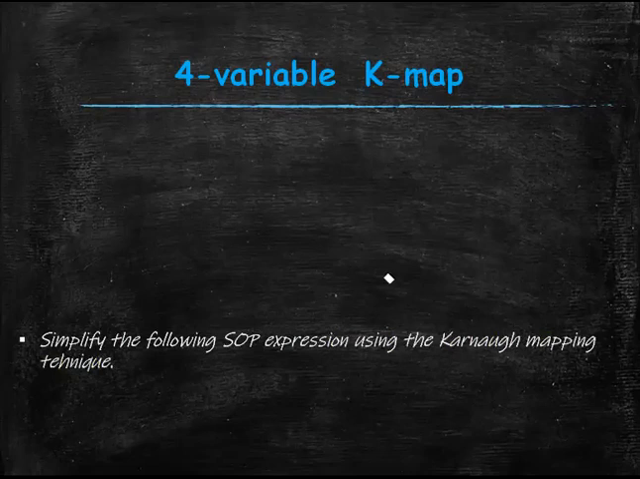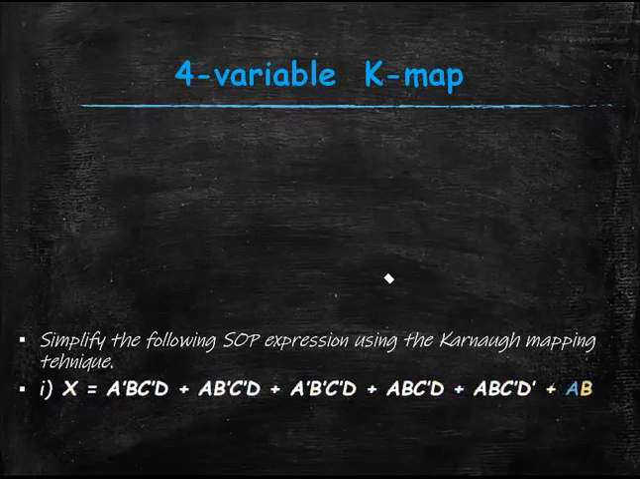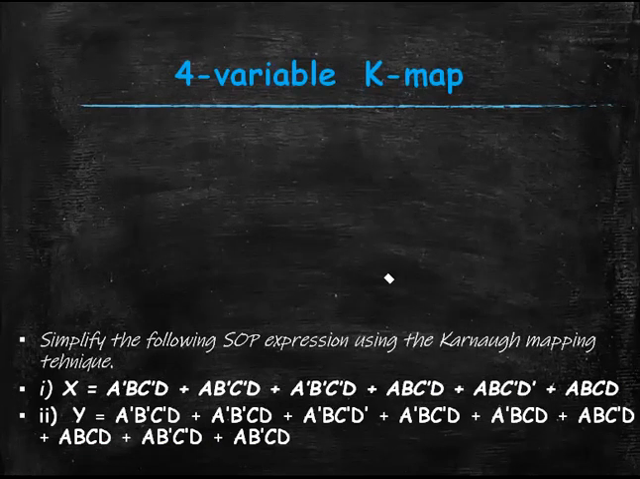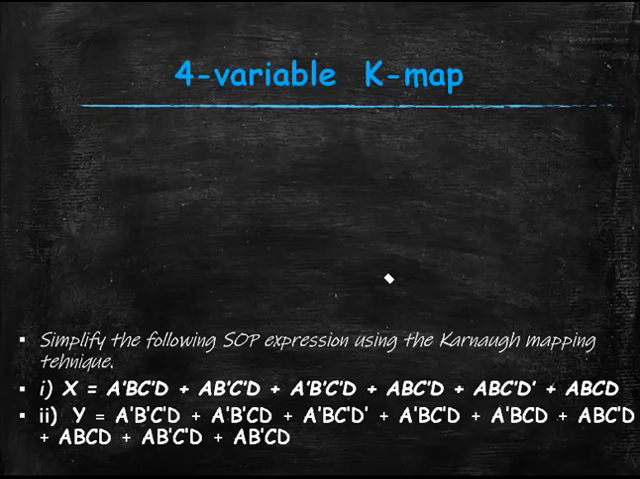The next question is: simplify the following SOP expression using the Karnaugh mapping. First question is X equals A bar B C bar D, or A B bar C bar D, or A bar B bar C bar D, or A B C bar D, or A B C bar D bar, or A B C D.